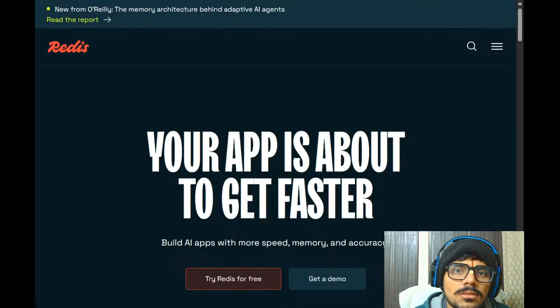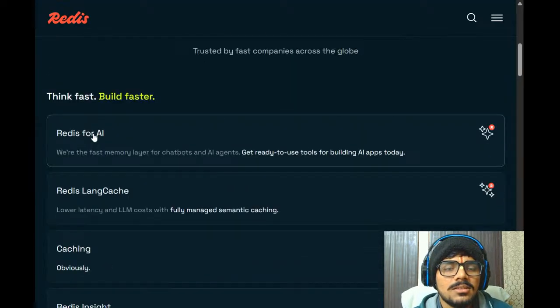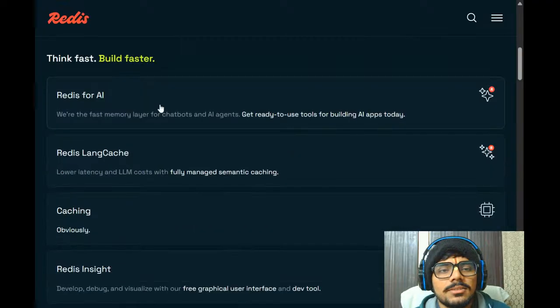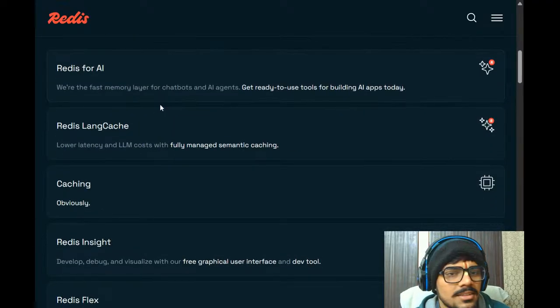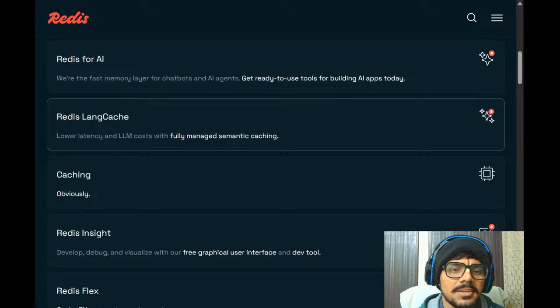Right, now it is visible. That's the whole project: think fast, build faster. That is for AI and LangChain, LangCache. Those are some of the features that we'll be looking into.